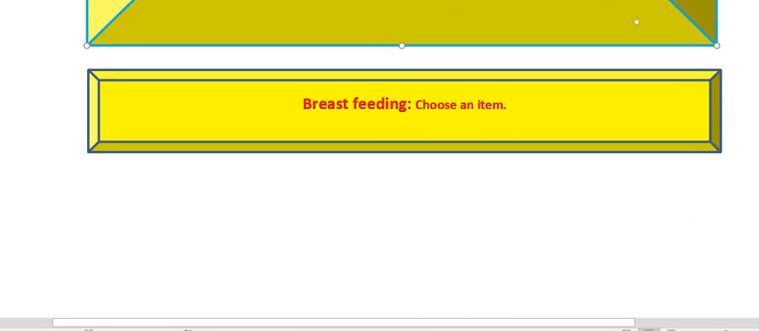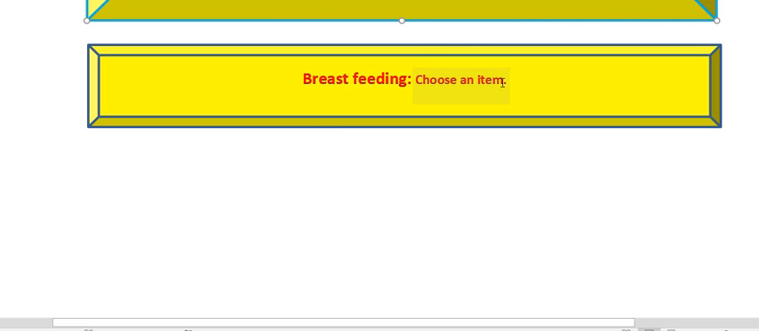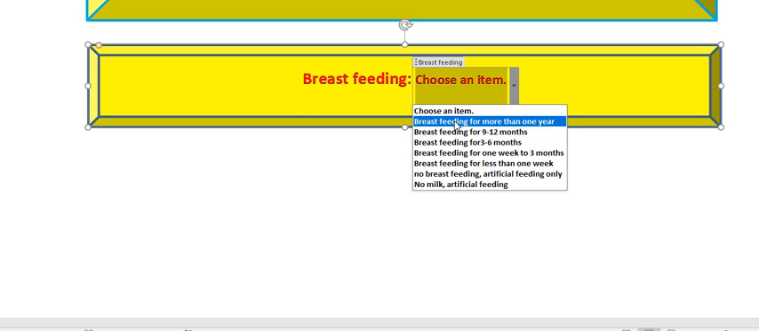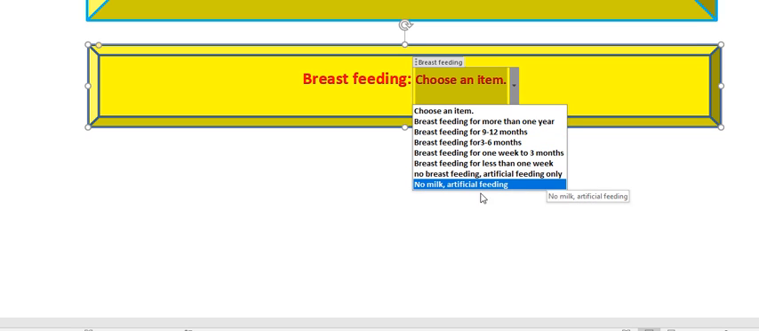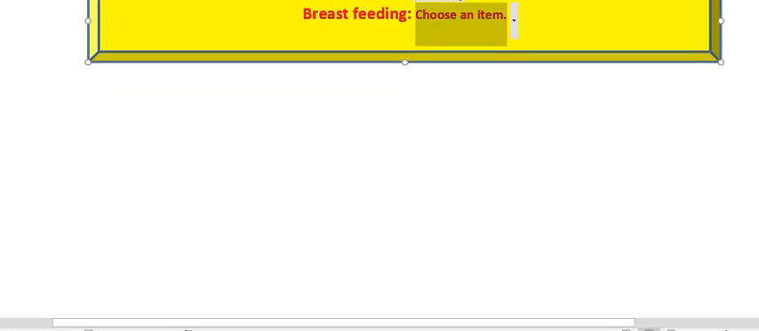This is how to take an obstetric history. First, feeding: the patient has fed her baby, either with breastfeeding, or with artificial feeding only because no milk is coming, and she has artificial feeding.